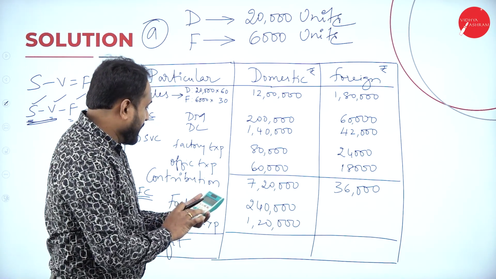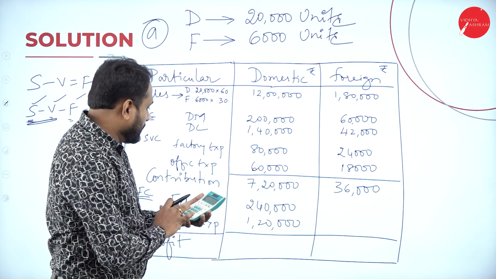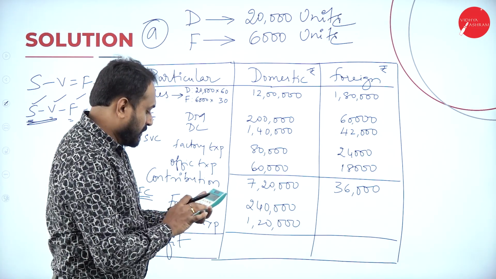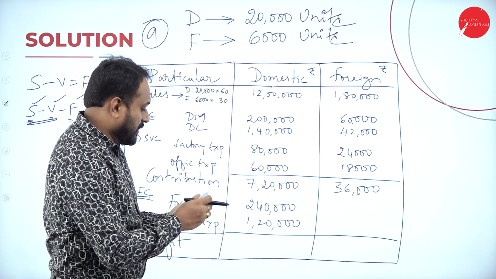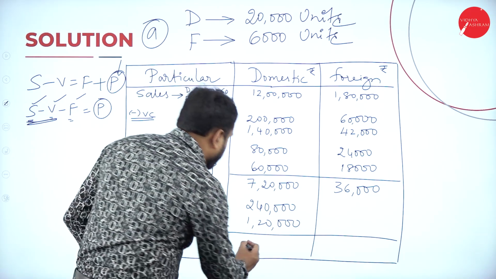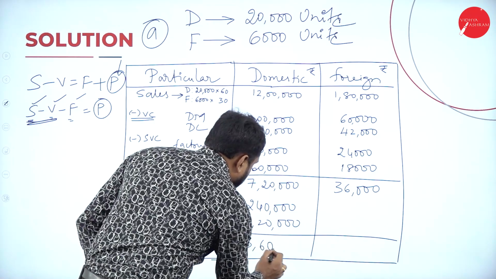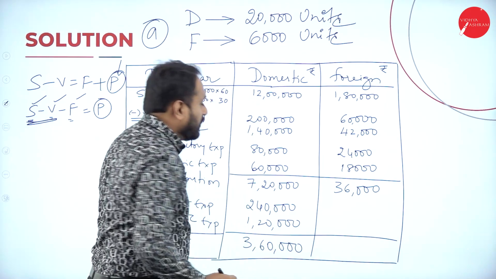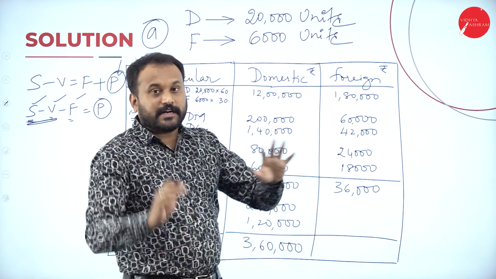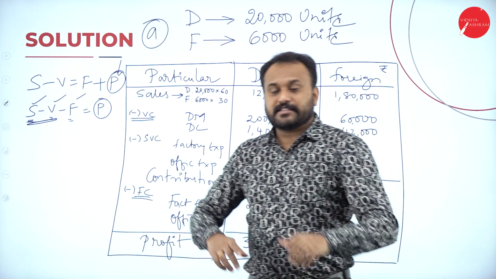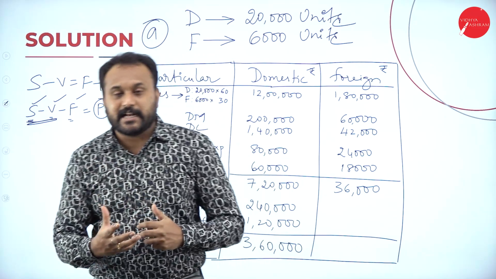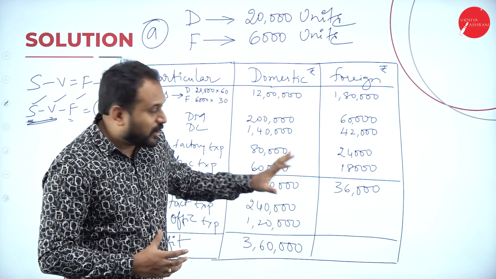7,20,000 minus 24, in the sense 2,40,000 minus 1,20,000 is equal to 3,60,000. So I got how much? 3,60,000. 60,000 profit in the domestic. Now understand, this is where you are supposed to know. This is what you are supposed to understand, and this is how you are supposed to solve.